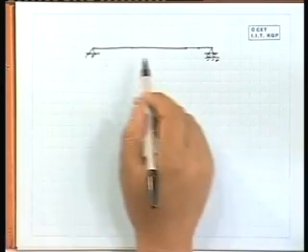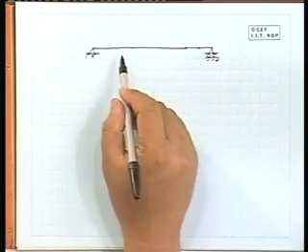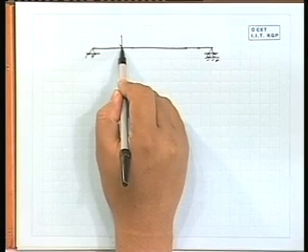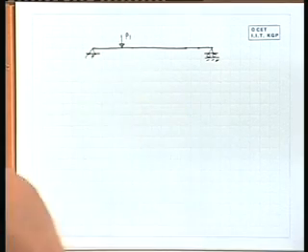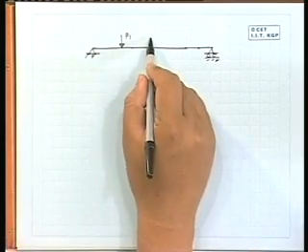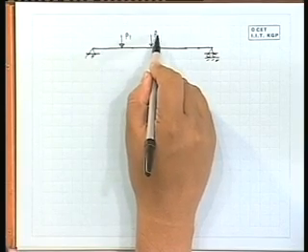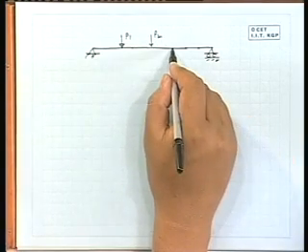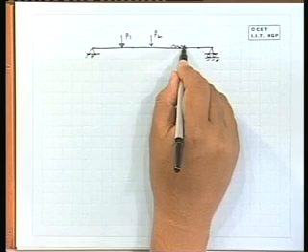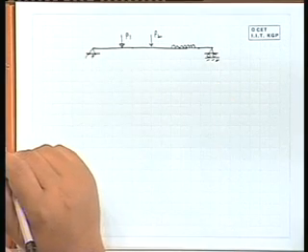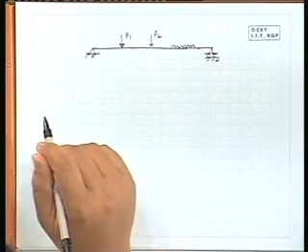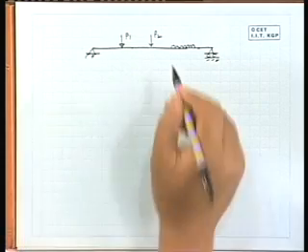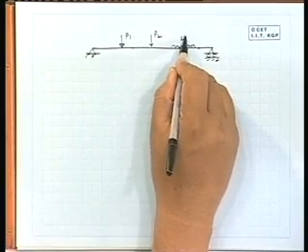Okay. Now, there might be a load here, say P1, there might be another load P2, there might be a distributed load like this. Say it is W, the intensity of the distributed load per meter length or per unit length.